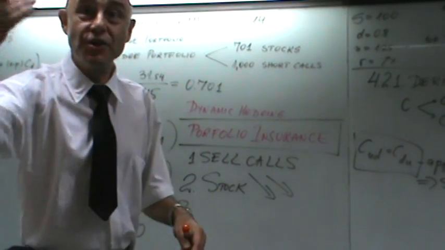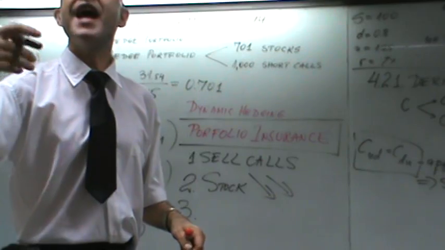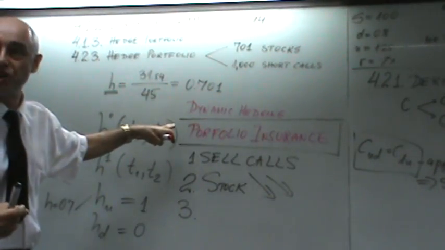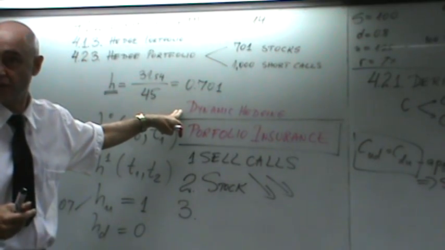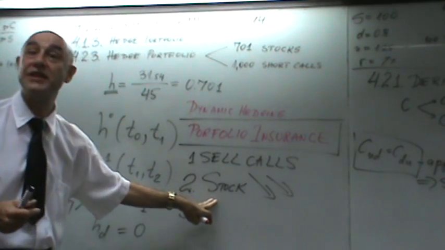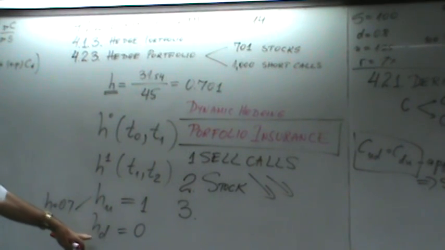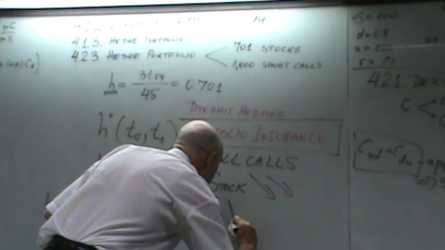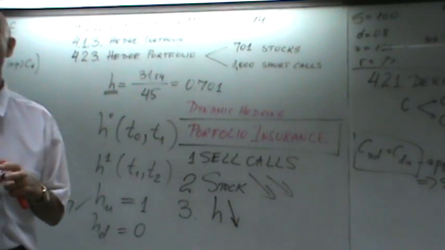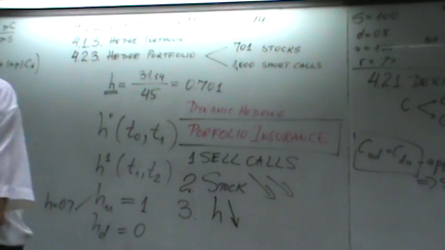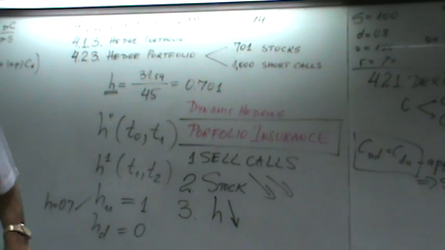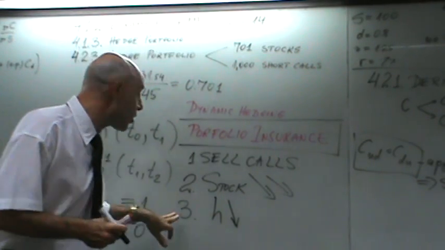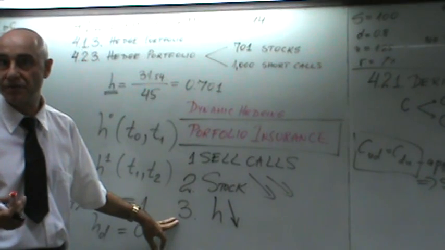If now you're losing money, you have to adjust your hedge ratio. You have to do dynamic hedging, okay? And what's the dynamic hedging when the stock goes down? When the stock goes down, you got to lower H. You got to lower your hedge ratio.